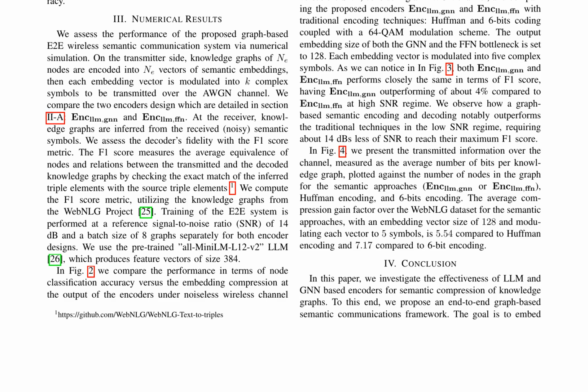The proposed framework's effectiveness is attributed to the inclusion of graph topology information in enc_lem GNN and the superior efficacy of graph neural networks in condensing the semantics of graph nodes. The use of a pre-trained language model to produce feature vectors of size 384 is also noted. The framework is evaluated using knowledge graphs from the WebNLG project, with training performed at a reference SNR of 14 decibels and a batch size of 8 graphs separately for both encoder designs. The results demonstrate the potential of the proposed framework for efficient and robust semantic communication over wireless channels.